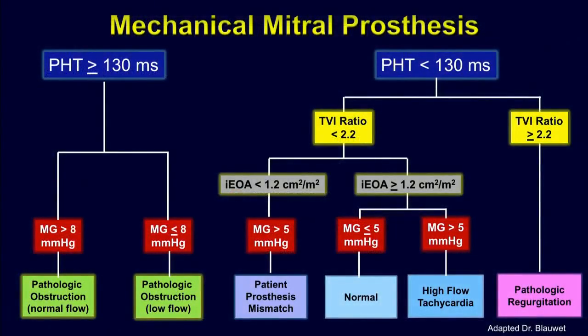So let's just take a look at this. And I promise you that I gave this syllabus in the other day, so this isn't exactly what I saw walking up, but this has been put in, so you will see this kind of algorithm that has been adopted courtesy of Dr. Blauett, really to some extent. So if we see the mechanical prosthesis and the pressure half-time is short, it's 115 milliseconds, then we need to decide what's the TVI ratio. It was 2.3, so this patient would have pathologic regurgitation.